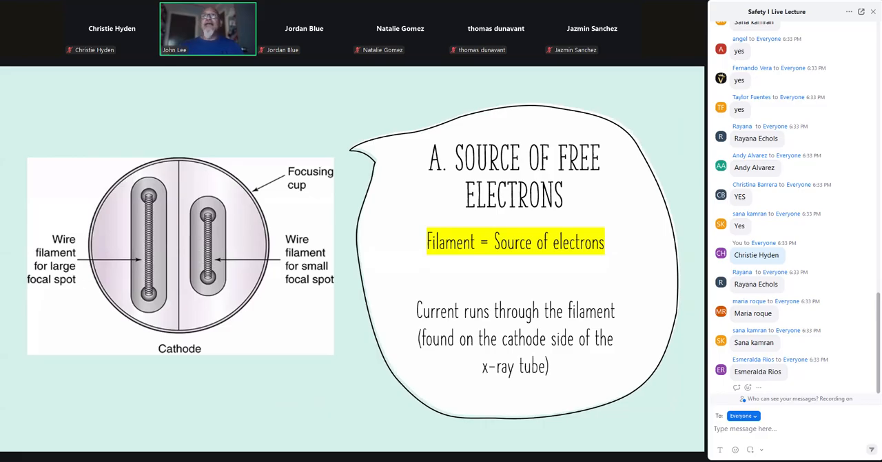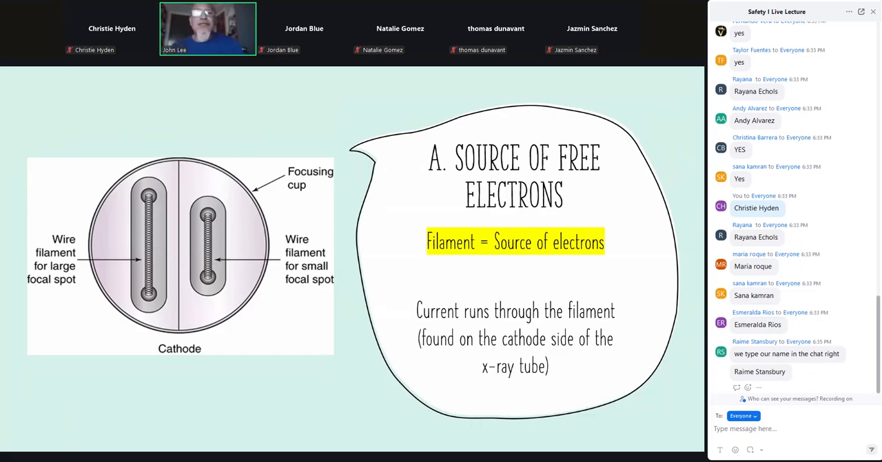So starting with our source of free electrons, remember the electrons come. Yes, please type your name in the chat. Perfect.